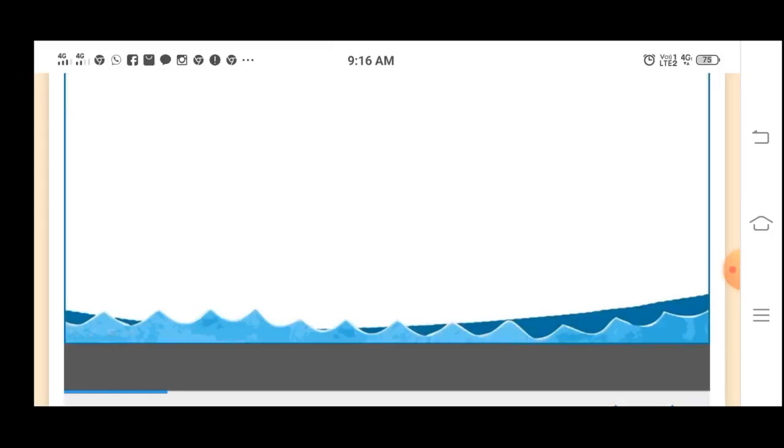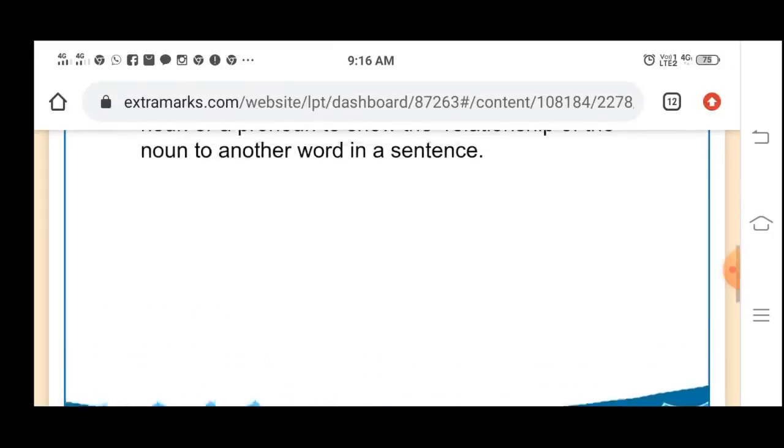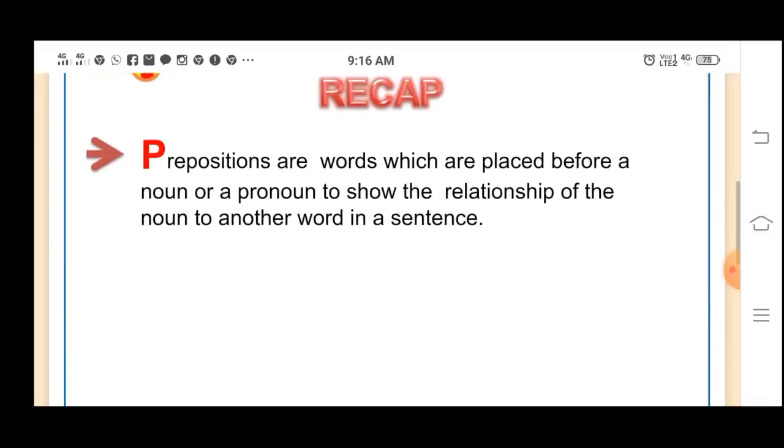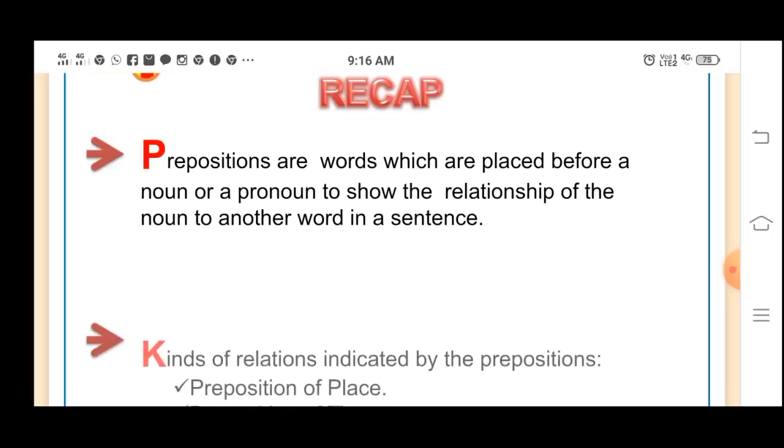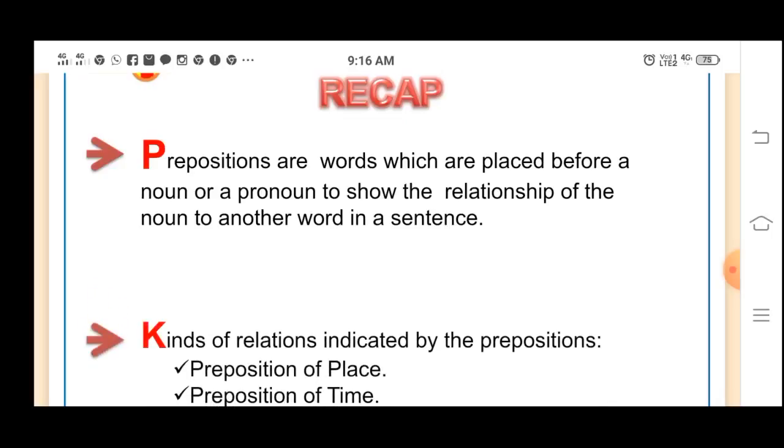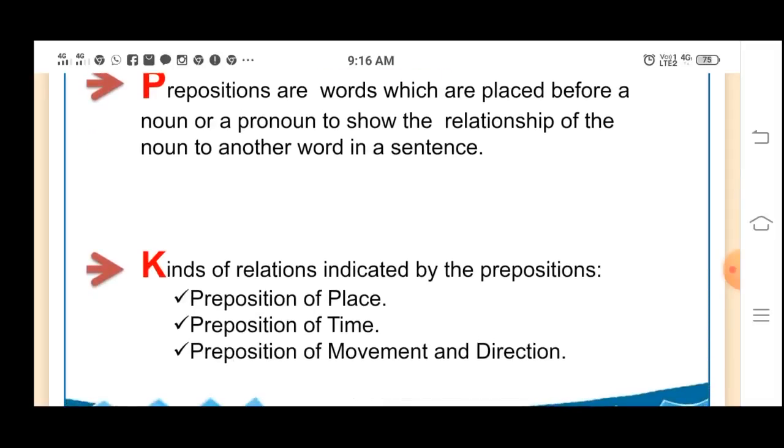Recap. Prepositions are words which are placed before a noun or a pronoun to show the relationship of the noun to another word in a sentence. Kinds of relations indicated by prepositions: preposition of place, preposition of time, preposition of movement and direction.